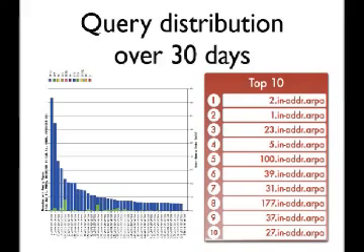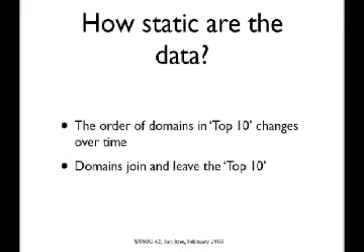But we've got a view now, the top 10 over a 30-day period, which is the 30 days ending on Sunday. And I went and had a look at this because when I pulled these statistics on Sunday, I also compared them against the statistics I used when I presented this work at the ESNOG meeting in Madrid a couple of weeks ago. And it turns out that the data aren't really all that static. The order of domains in the top 10 changes, and domains join and leave the top 10.